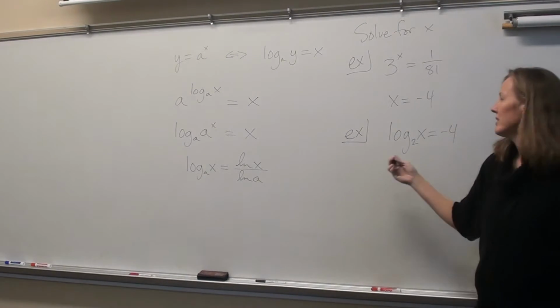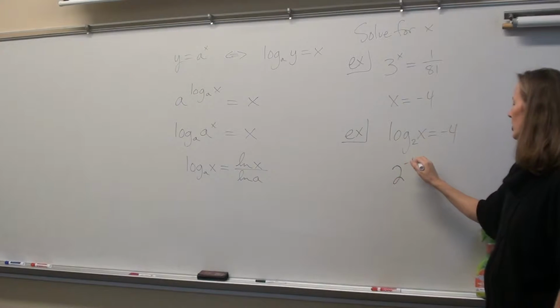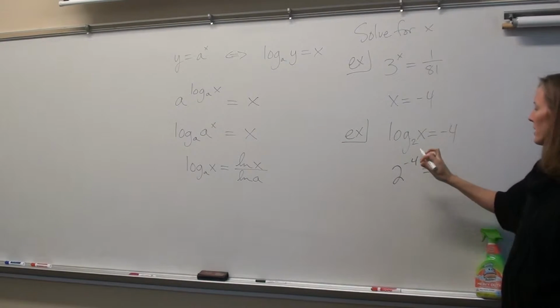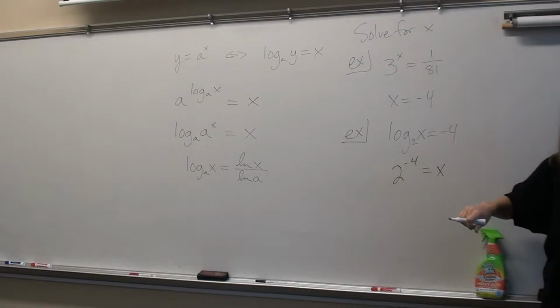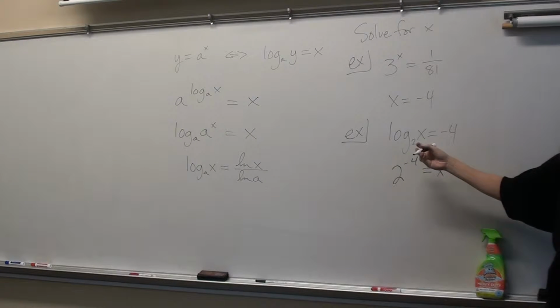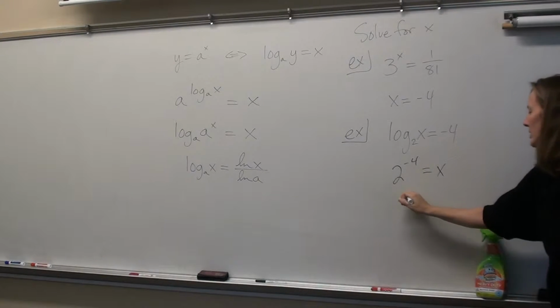Okay, how do we write this in exponential form? 2 to the negative 4 equals x, right? Make a circle. Base to the exponent equals the argument, right? 2 to the negative 4 equals x. What is 2 to the negative 4? 1 over 16.